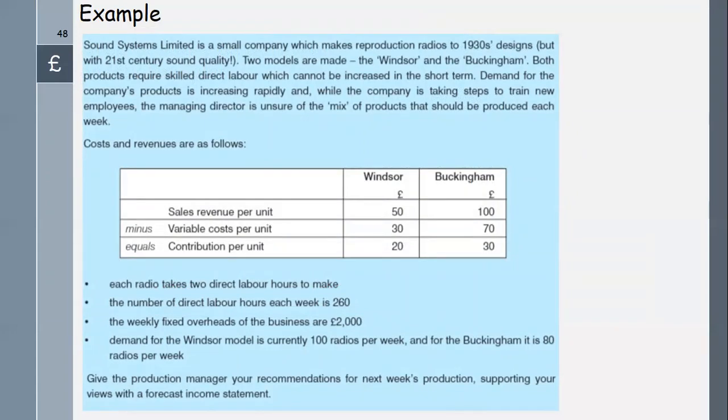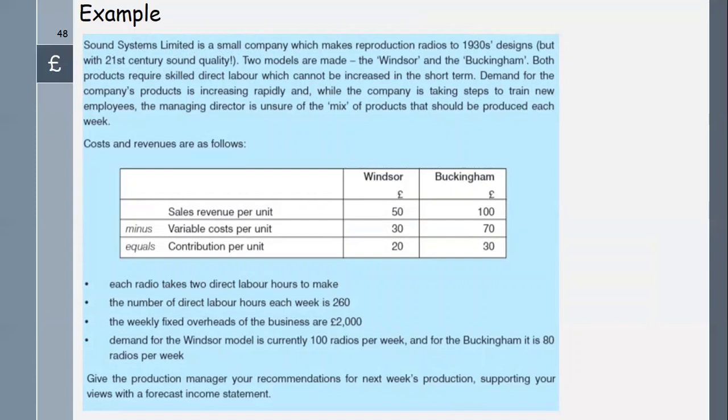The number of direct labour hours each week is 260. The weekly fixed costs, the fixed overheads, are £2,000. And demand for Windsor is 100 per week and Buckingham's is 80 per week. We need to give the production manager our recommendation and support our views with a forecast income statement.